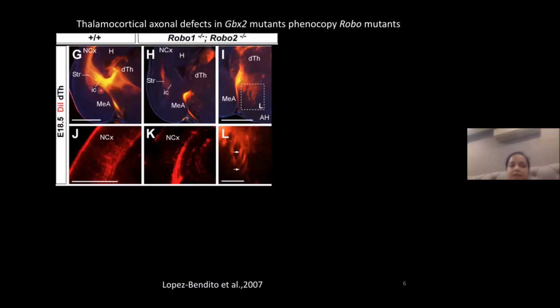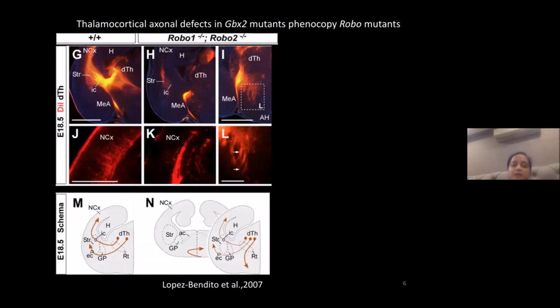In the DTH, a dye was placed, and this dye was tracking the thalamocortical axons. And what you see in golden or orange here is the thalamocortical axon, going out from the thalamus towards the neocortex. And in a higher magnification of the neocortex in the control, we can see that there are many such thalamocortical axons which have indeed successfully reached the neocortex.